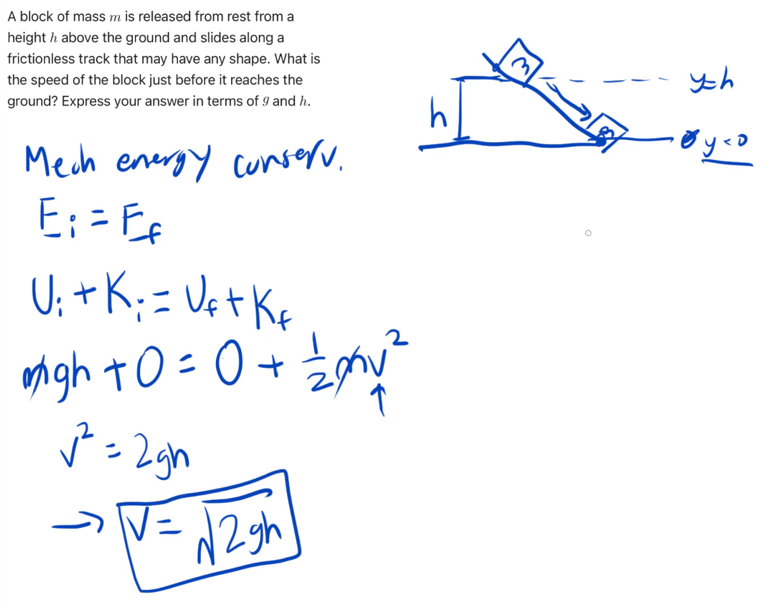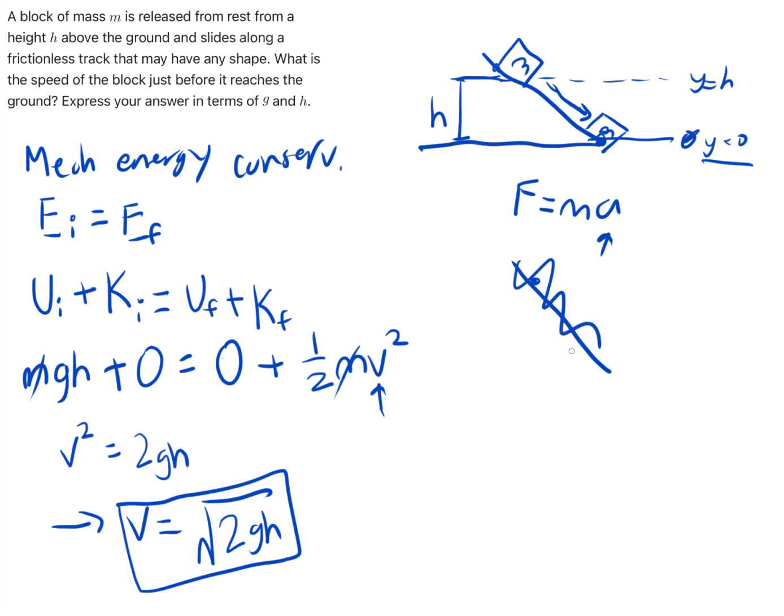Now it's also important to note that Newton's laws are also valid. So you could use F equals ma, find the acceleration, and use that to find the final speed. But the problem with that is that this says it slides along a frictionless track that may have any shape. So if we choose a linear incline like this, then we could find the acceleration, and the acceleration would be constant. So we could use our constant acceleration kinematic equations to figure out the final speed.